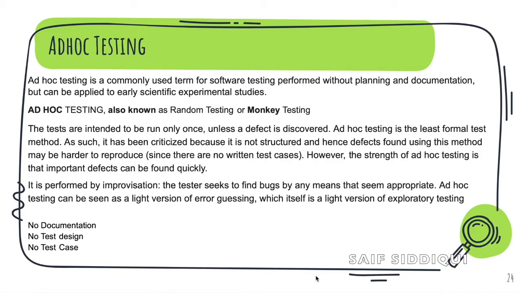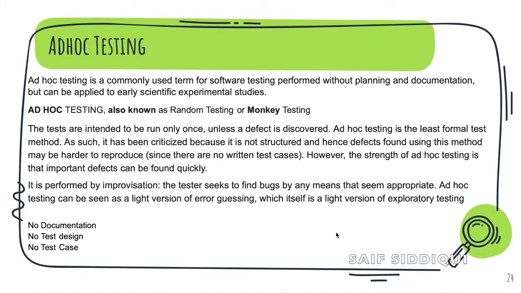However, the strength of ad hoc testing is that important defects can be found quickly. Once we are testing the application using the ad hoc method, we are able to find bugs much more quickly. Also, most of the time, the major bugs which are found can be reproduced easily. It is performed by improvisation. The tester seeks to find bugs by any means that seem appropriate.